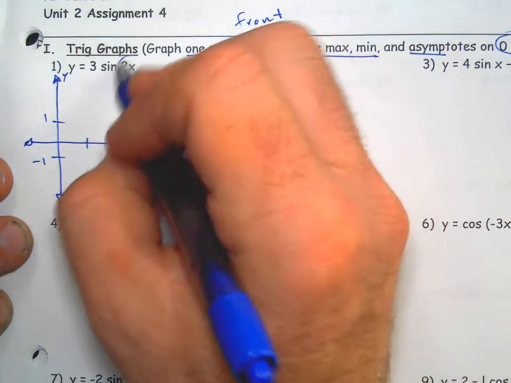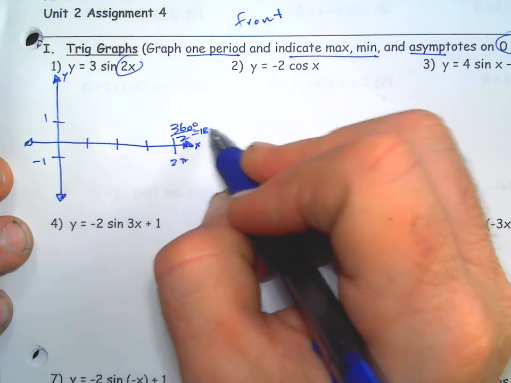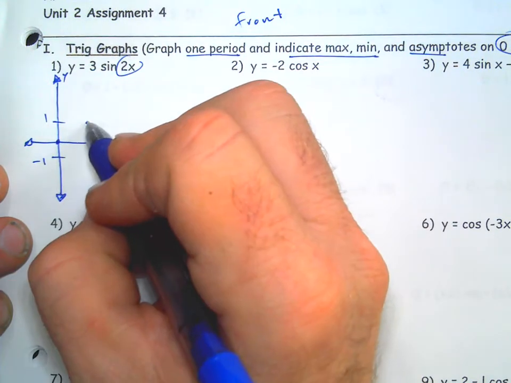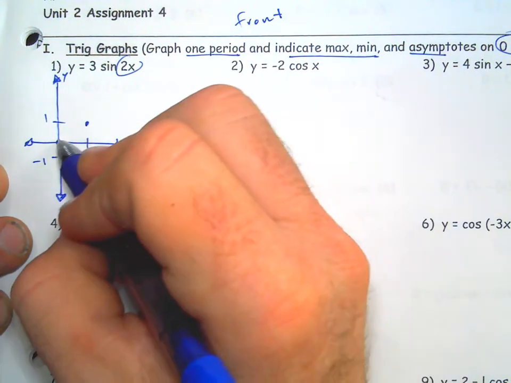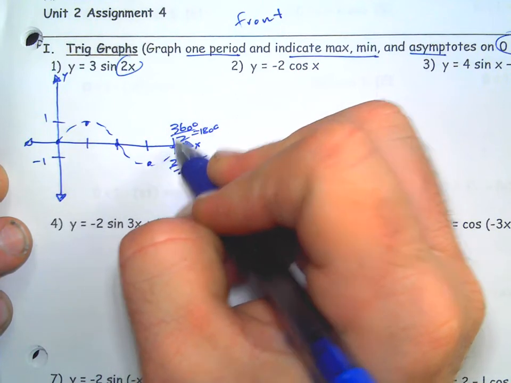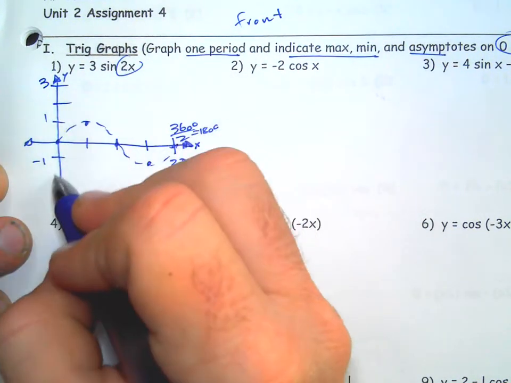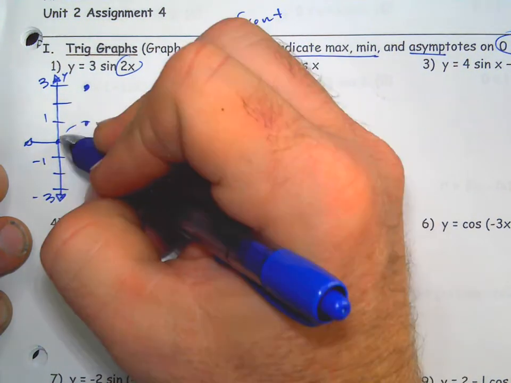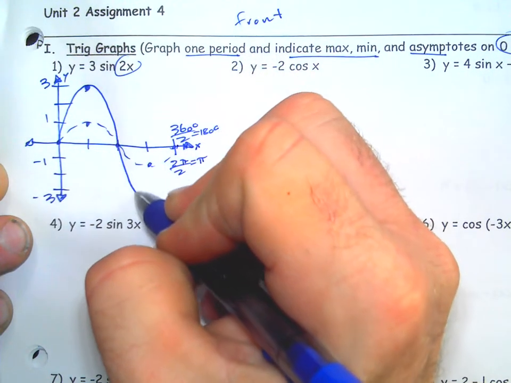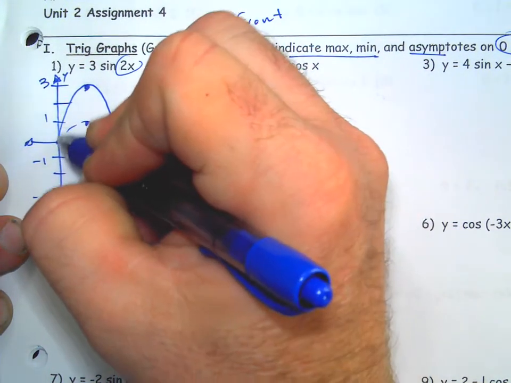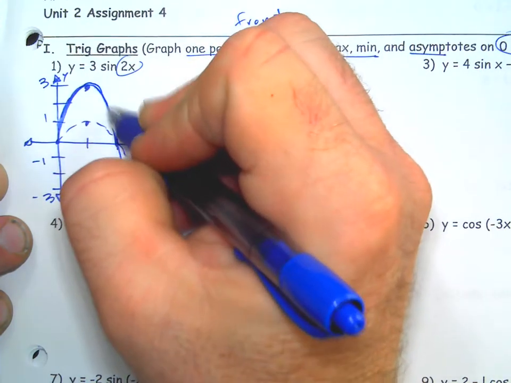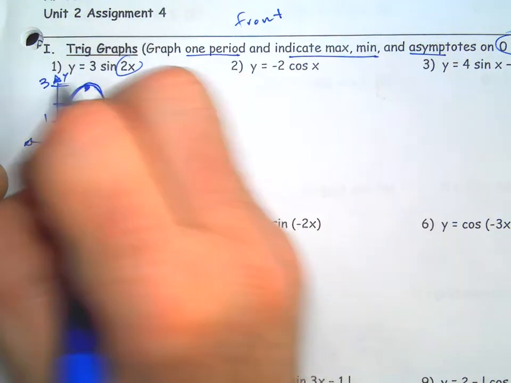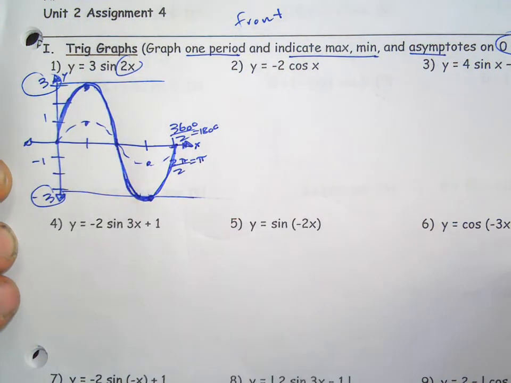Okay, so the 2 divides the period by 2. So just show that work. Divide by 2. Done. Okay, the regular sine curves go 0 to 1 to 0 to negative 1 to 0. Light dashed line. Okay, the 3 multiplies all the values by 3, so it's going to go up to positive 3 and negative 3. And so we're going to make it dark. Should be a nice smooth curve. Solid. Okay, and we're going to label the max and min. Here's the min, here's the max, and it's very clear. So that's what we're doing on each of these.